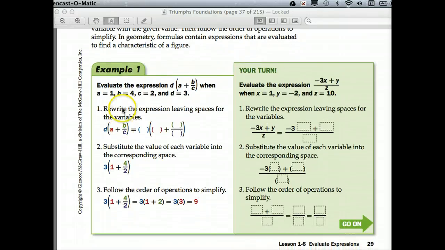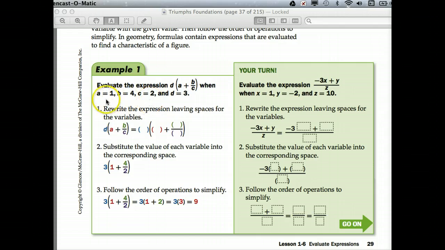In example 1, we're asked to evaluate this expression. Now don't panic just because it looks a little bit complicated. What we have to do is rewrite that expression, but for every place there's a variable, we're just going to put a parentheses. That's going to help hold all our spots. If you do that every time, that'll help keep you from making errors. So in place of a D, we've got this parentheses. Here is where our A goes, our B, and our C.